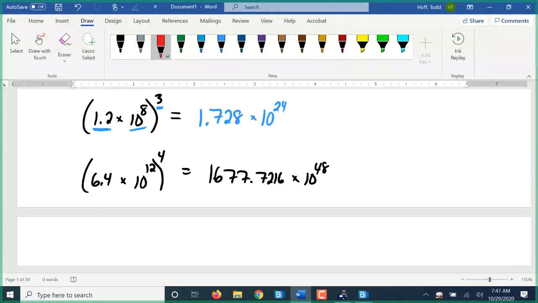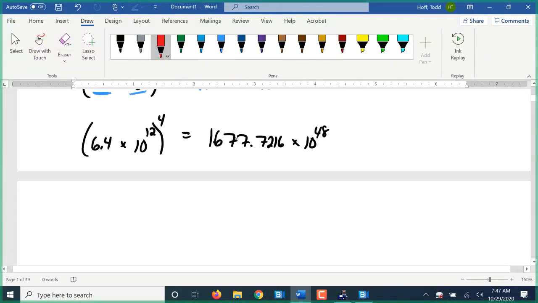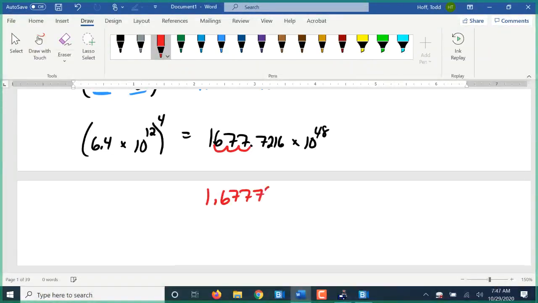Now here, we have 4 digits in front of the decimal point. We need to move it over 1, 2, 3 spots to make that 1.6777216. The count got smaller. The number has to get larger. The count got smaller by 3 places, so the name gets larger by 3. So 48 plus 3 is 51. So that's 10 to the 51.